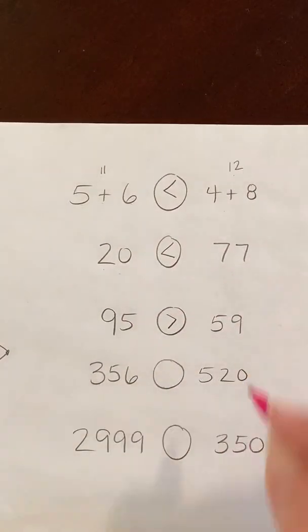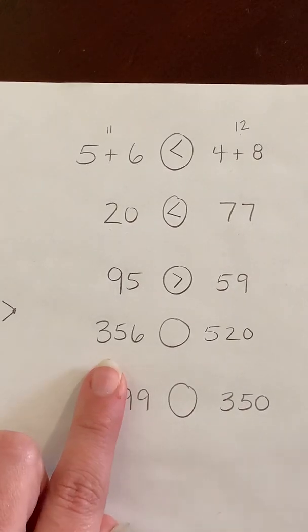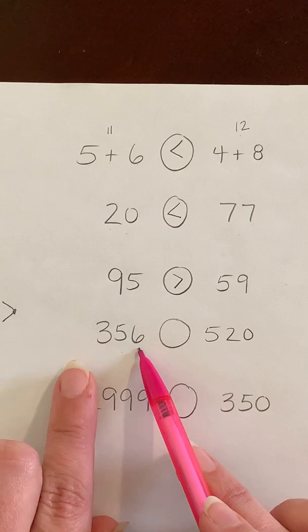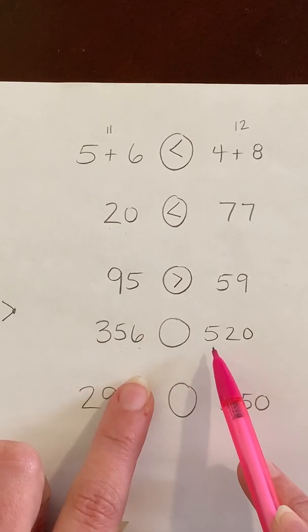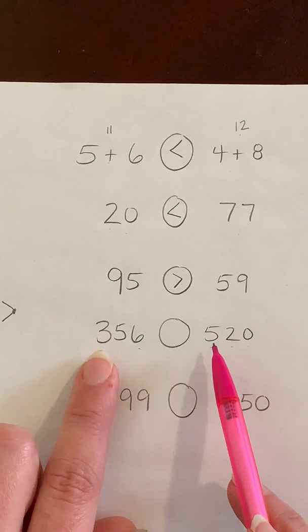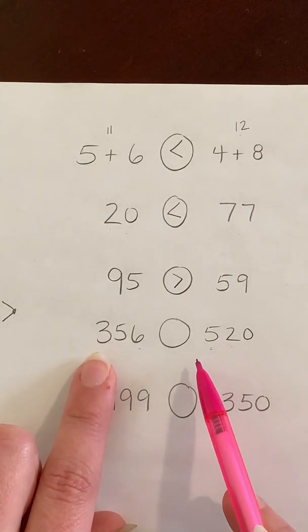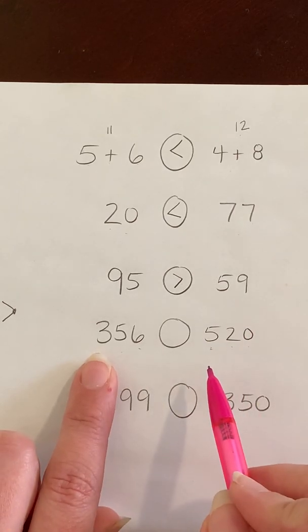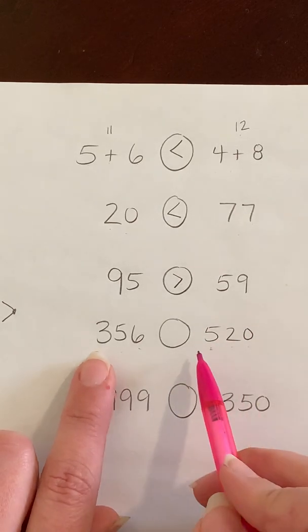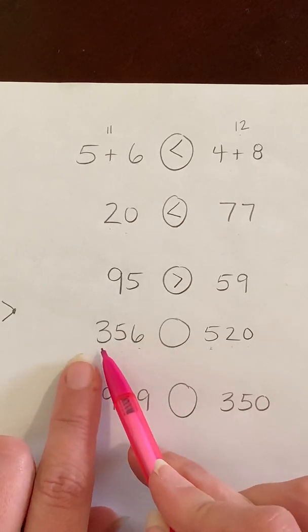95 is greater than 59. All right, now we have 356 compared to 520. Look at the beginning numbers. Just like in ABC order, we start with our lowest number first. A, B, C. We go 1, 2, 3.